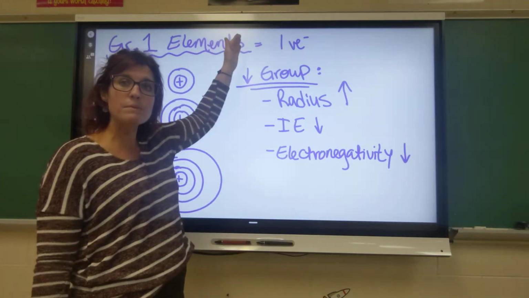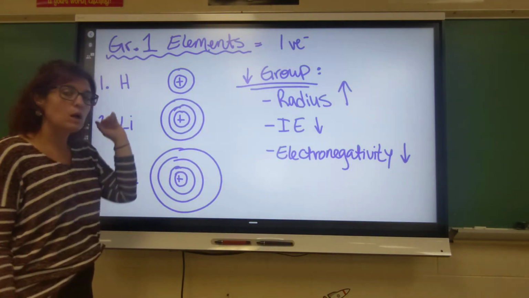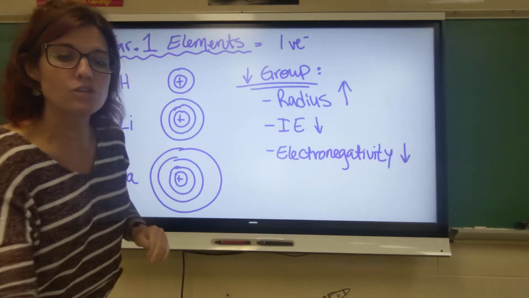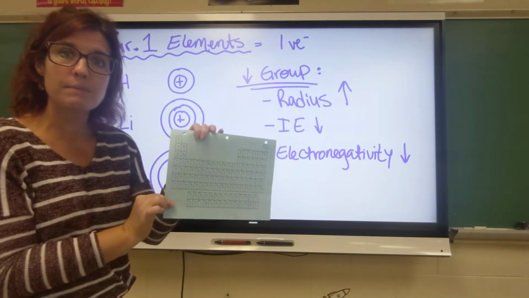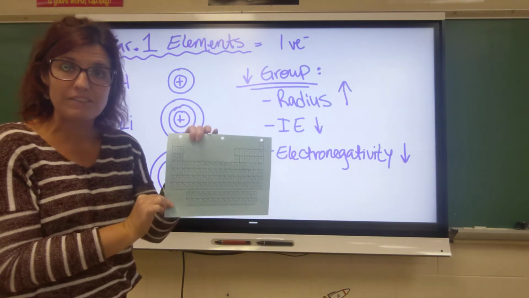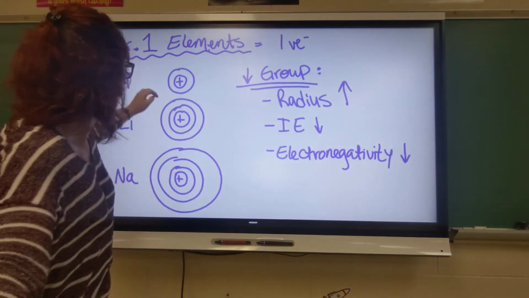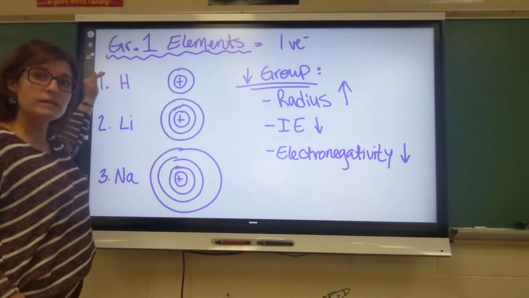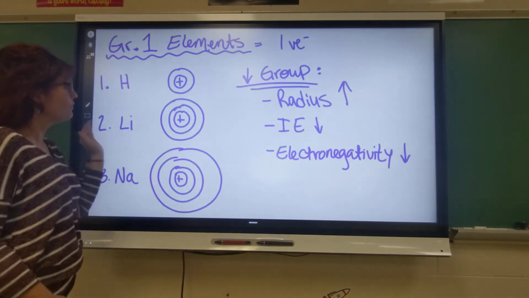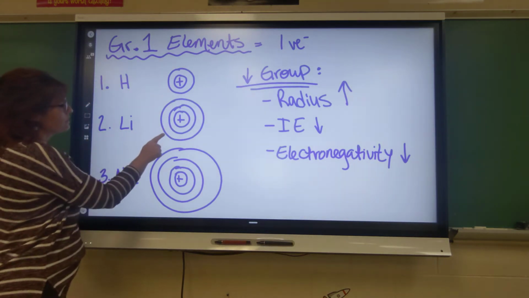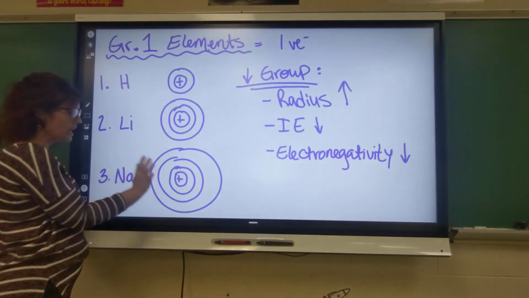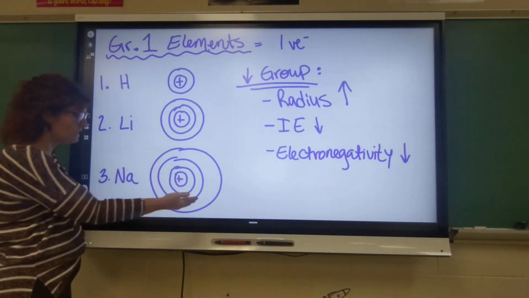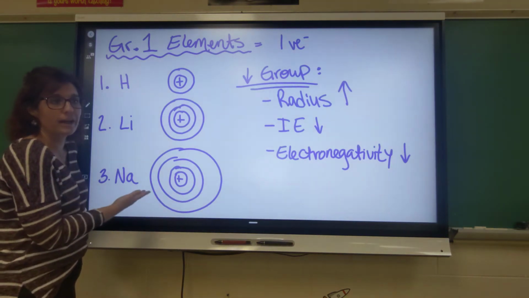So they have the same number of valence electrons, but what is changing as you move down a group on the periodic table is the number of energy levels being filled. So for hydrogen, we see that there's only one energy level because it's in period 1. For helium, it has 2 energy levels because it's in period 2. And sodium has 3 because it's in period 3, or that's why it's in period 3.